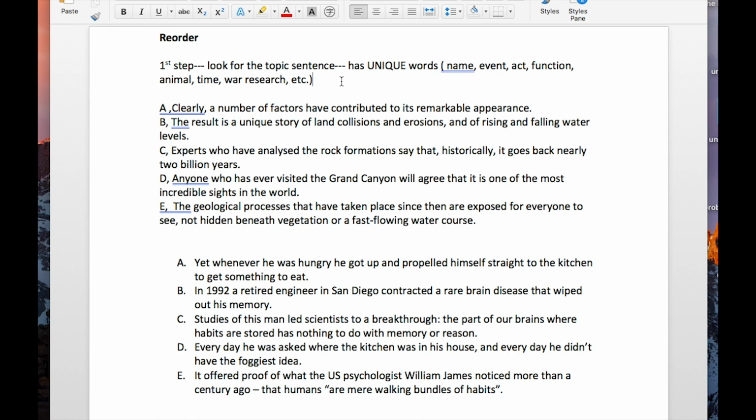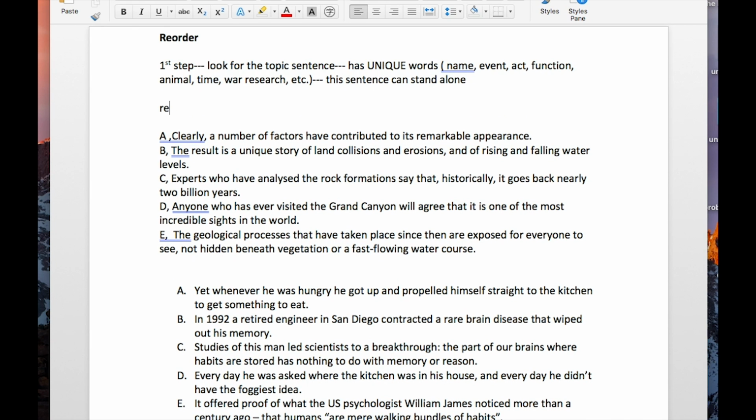Alright, so on top of that, what we can do is read this sentence to see if it can stand alone. So what does stand alone mean? When we read this sentence, we know the basic idea of the entire paragraph. Once we have found this topic sentence, what I would like you to do is to read this sentence again, and then remember the meaning of this sentence.